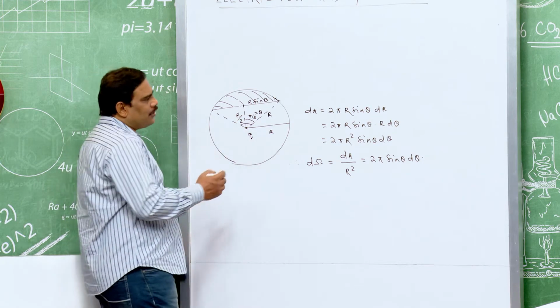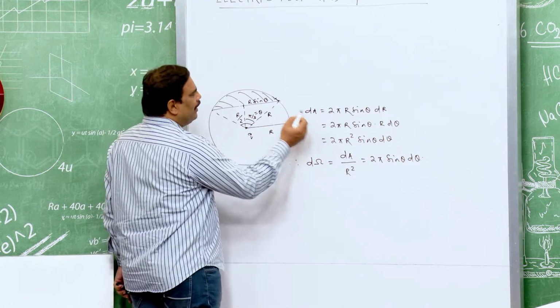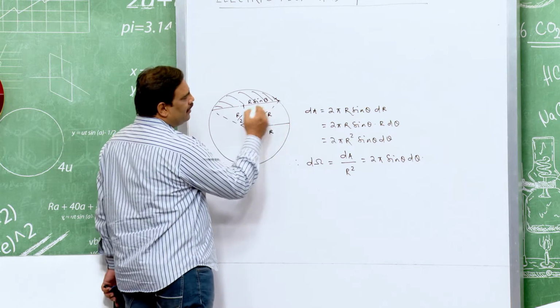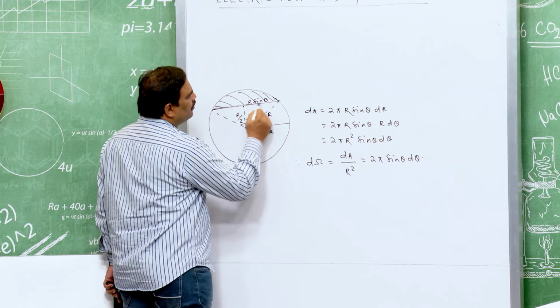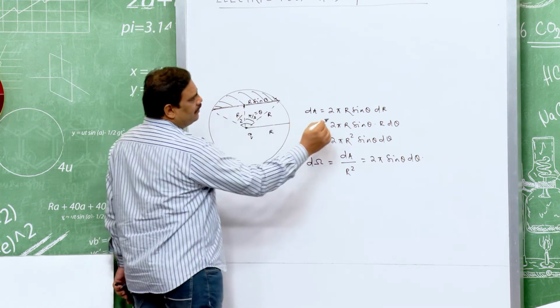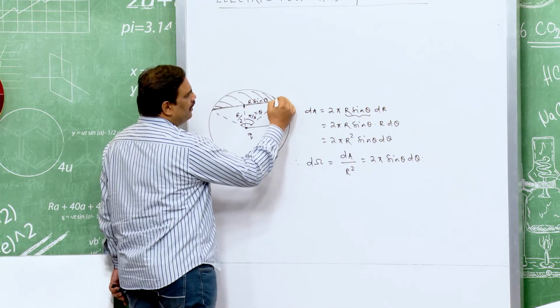So, the process in which we can calculate the area of this surface, we can consider a very small area of this surface where the radius is r sin theta and thickness is dr.